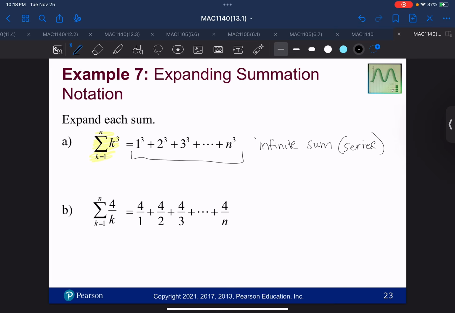And the next one is another example where we're taking the sum of 4 over k terms, starting at 1 and ending at n. So this would be 4 over 1 plus 4 over 2 plus 4 over 3, all the way until 4 over n.